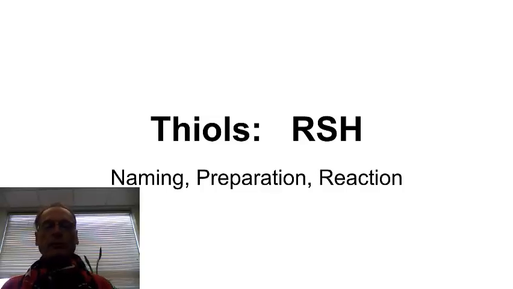Welcome. Today we are going to discuss a class of compounds called thiols. This is in the chapter on alcohols because thiols in many cases are very much like alcohols. Thiols simply have a sulfur instead of an oxygen. But that makes a big difference, and many of the properties are quite different, but in a lot of ways they're very like alcohols. So they're called thiols.